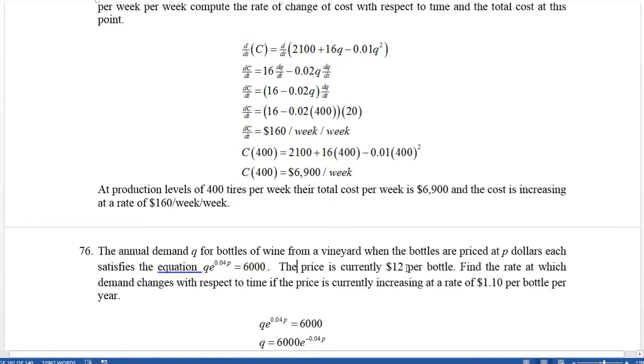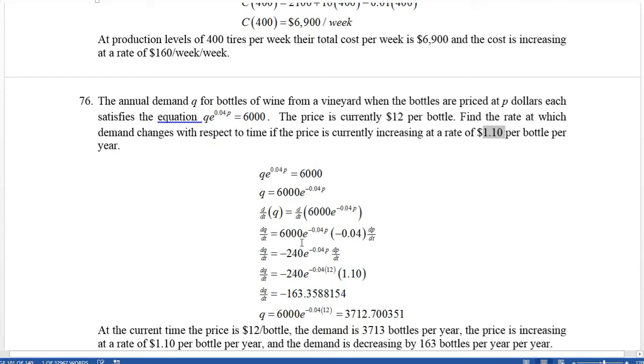Resist the temptation to start plugging in the 12 and the $1.10 somewhere. We do that later. So we take the original formula, which is here. I actually solved for Q on one side and P on the other side first, so I can avoid the product rule. I multiply by the reciprocal, e to the negative power, which makes this 1 times Q on the left, and makes this power negative on the right. Then I take the derivative of both sides with respect to t, and the left is just dQ over dt. And on the right side, I can use the constant multiple rule, which brings the 6,000 out.